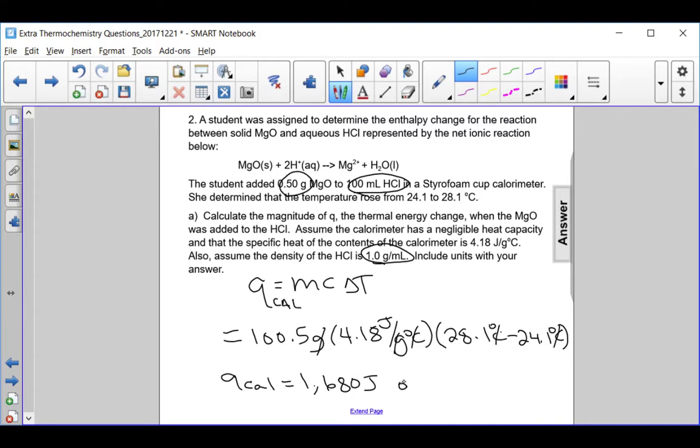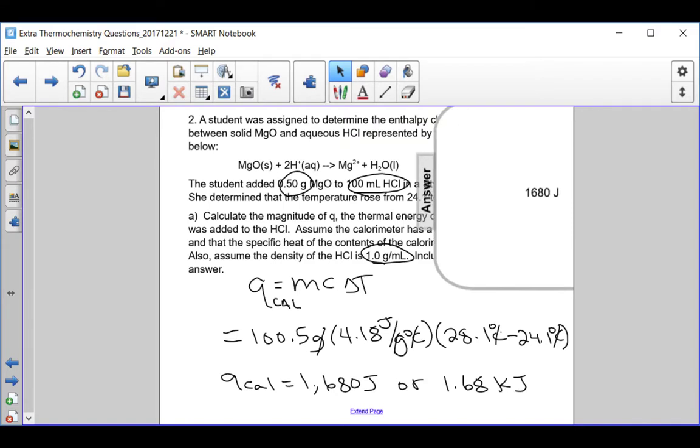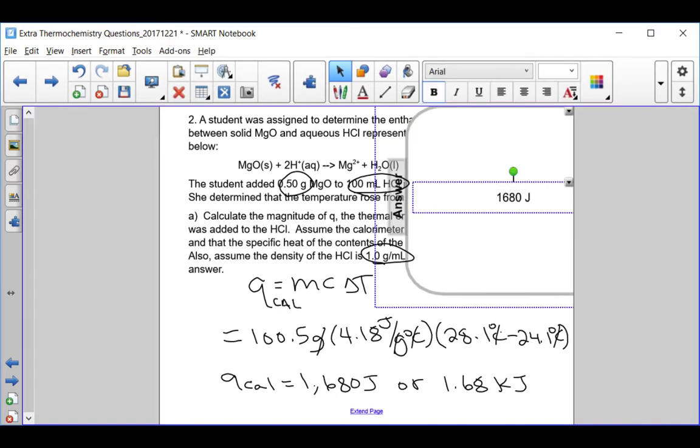So this is 1,680 joules, or 1.68 kilojoules. Both are accepted. And just to double check, 1,680 joules. Okay.